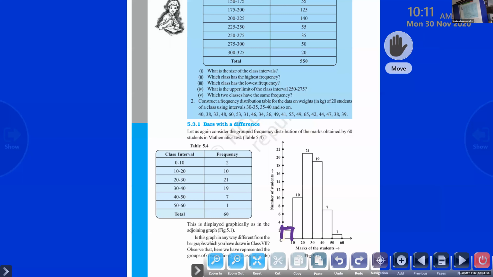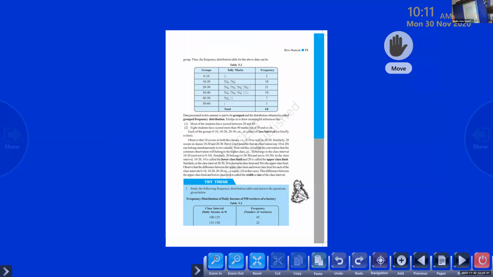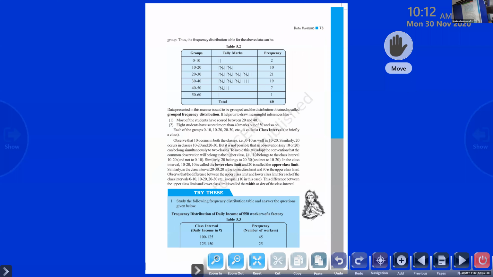A histogram. Before that, you have to answer this question. I will show that question. Read this question: study the following frequency distribution table and answer the questions given below. Frequency distribution of daily income of 550 workers of a factory is given. No need to write, just read the question. Concentrate here. Otherwise, the question is there in your textbook, page number 73. One second, please.